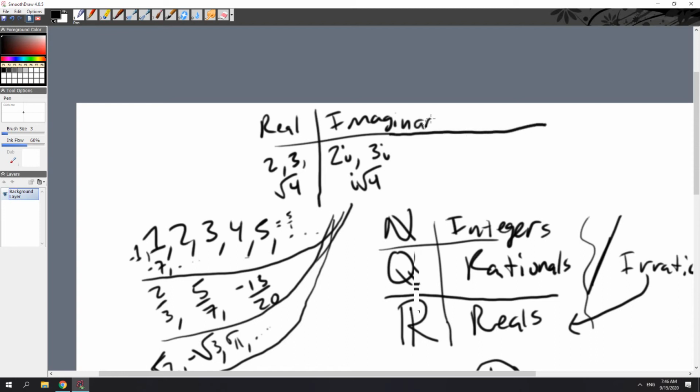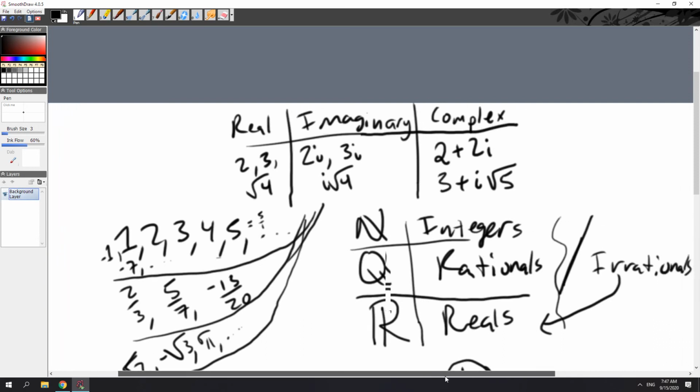So what happens if we add two of these together? What is 2 plus 2i? Here we have a real part and an imaginary part. Or what about the square root of 4? That's just 2. Okay, what if I did 3 plus i root 5? What are these numbers? They have a real part and an imaginary part. These are called complex numbers because they have a real part and an imaginary part. We decided to give them the name complex.